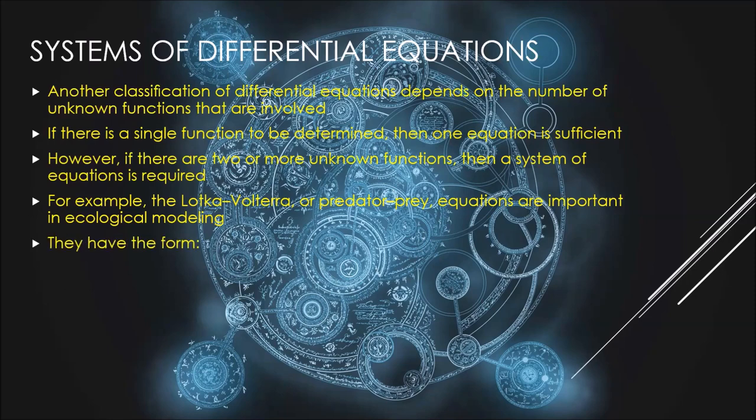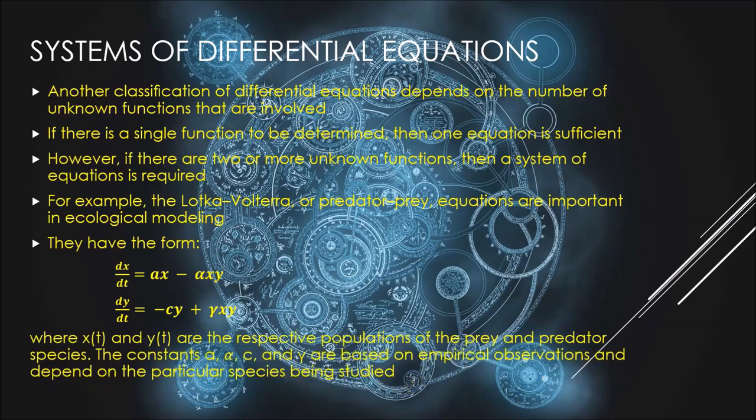They have the form dx over dt is equals to ax minus alpha xy. And dy over dt is equals to negative cy plus gamma xy, where x of t and y of t are the respective populations of the prey and predator species. The constants a, alpha, c, and gamma are based on empirical observations and depend on particular species being studied.